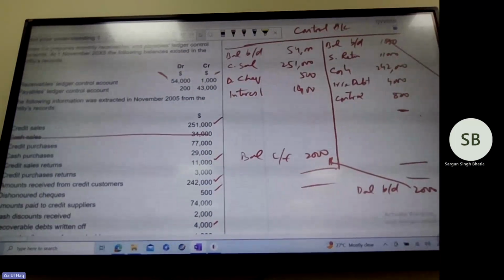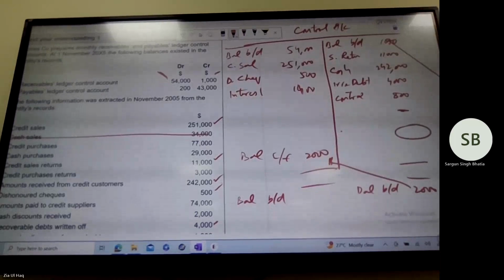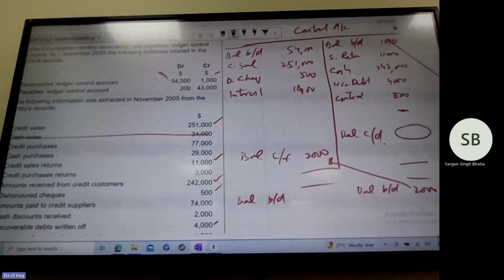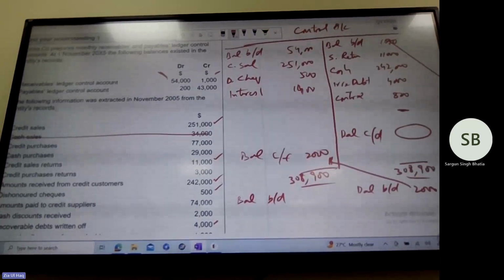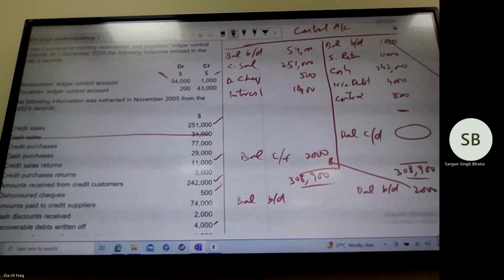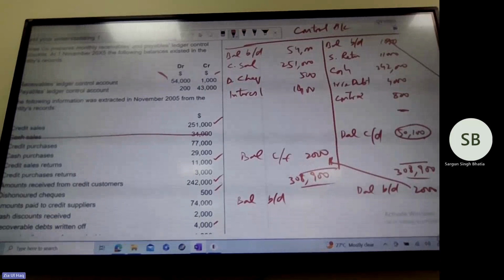Now we balance these figures and we can find here balance brought down. What's the balance carried down here? So 54,000 plus 251,000 plus 500 plus 1,400 plus 2,000 will become 3,089,000. What is the balancing figure? 50,100. Check if it's the same. 50,100. Is that fine? Yes, sir. Mine is coming the same.